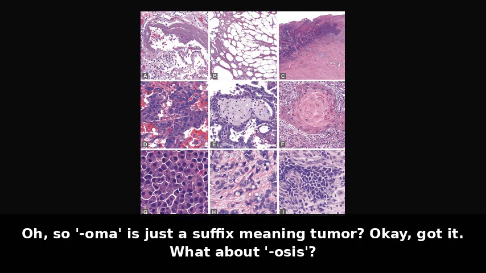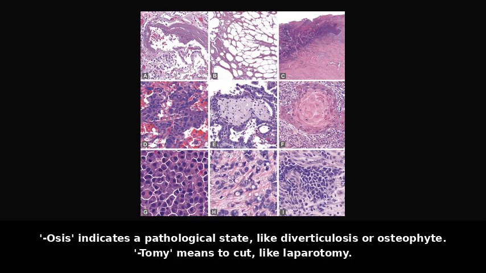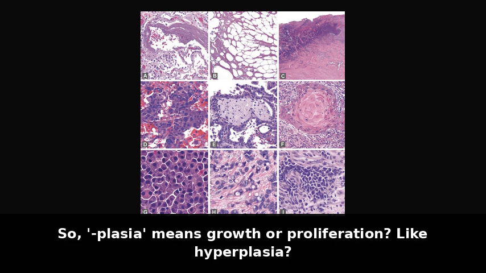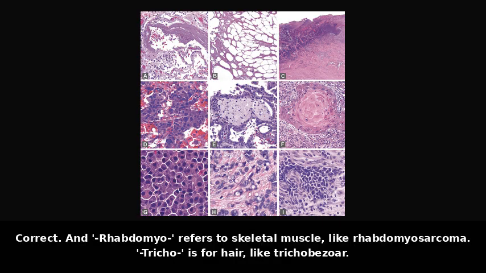Okay, got it. What about osseous? Osis indicates a pathological state like diverticulosis or osteophyte. Tomy means to cut, like laparotomy. So plasia means growth or proliferation, like hyperplasia. Correct. And rhabdomyo refers to skeletal muscle like rhabdomyosarcoma.